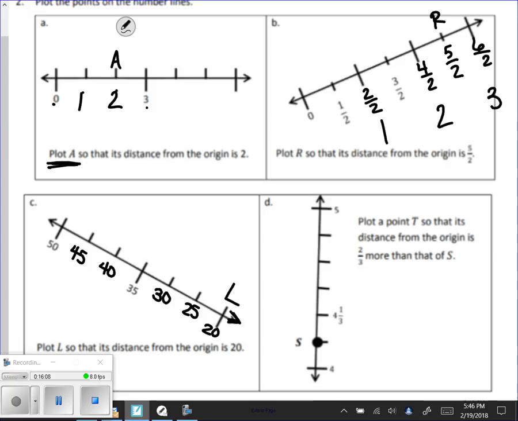Plot T so that its distance from the origin is 2/3 more than that of X. So it's not saying 2/3, it's saying 2/3 more than that of X. So X is wherever it is, and we need 2/3 more. So we have 4 something, 4 1/3, something, something, something, and then 5. So this one requires a little bit of math. So I want you to work with a partner, on your own, however you want to do it, and see if you can figure out where T is supposed to go. So take a moment and do that.